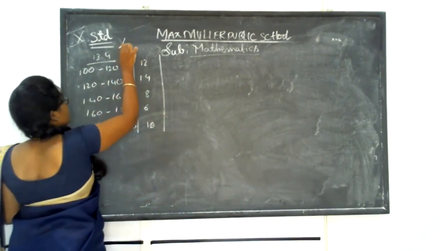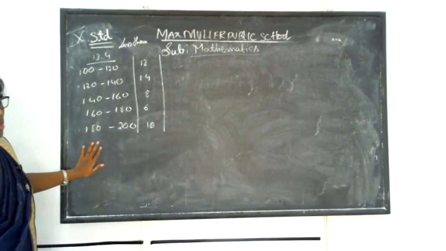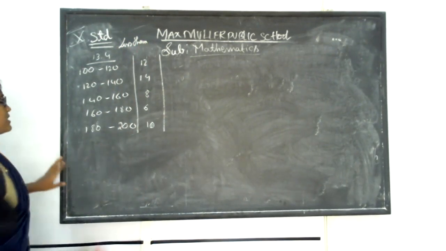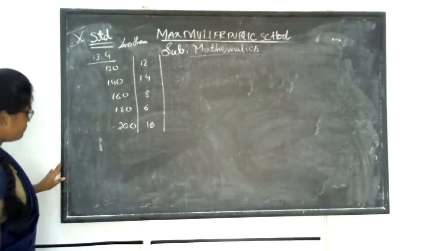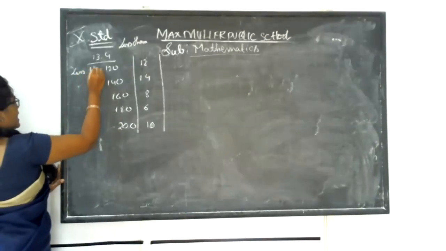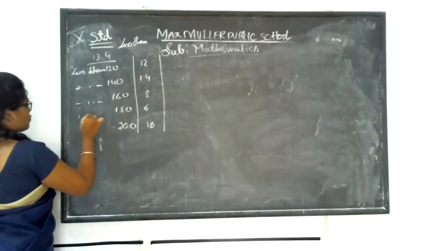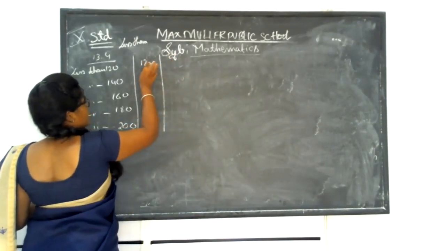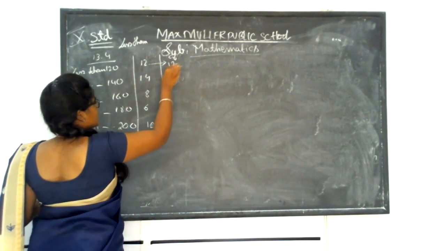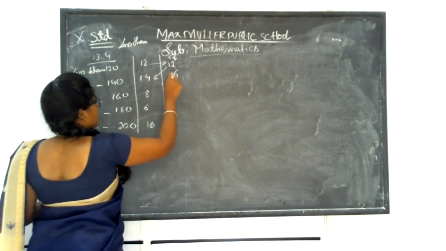What type they have asked? Less than type. Less than, what side you are going to take? You are going to take your right hand side. Very good. So these are all your less than: less than 120, less than 140, less than 180, less than 200. Clear? Next, cumulative frequency. For less than, first number as it is, then add. 12 plus 14, 2 plus 4 is 6, 1 plus 1 is 2.